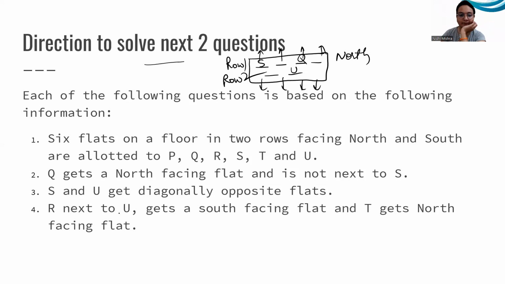R is next to U, so R gets a south facing flat next to U. And T gets a north facing flat. I still don't know the frequency. Now this will be my P only, P is left. I am assuming 4, 2. Maybe I will get to know in the further. So this is the information I interpreted here.